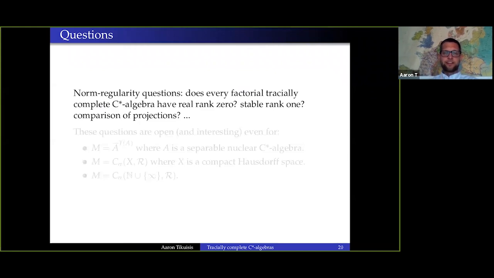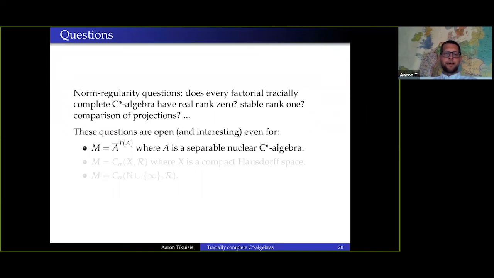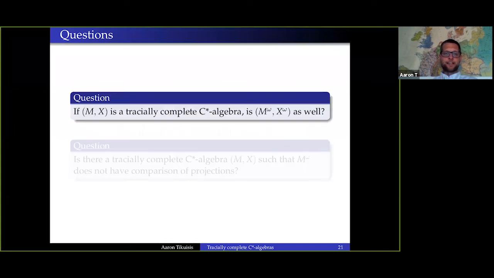There are some norm regularity questions. I'm going to breeze through these because I think I'm out of time. So these things look a lot like von Neumann algebras in some ways, but we don't know if they have the von Neumann algebraic properties that we might expect, like real rank 0, stable rank 1, and comparison of projections. And we don't know these even for the kinds of cases that should be easy, interesting, that I discussed before. Okay, some last questions.